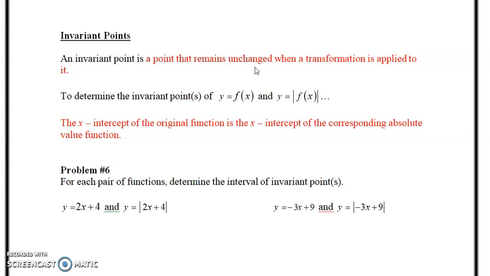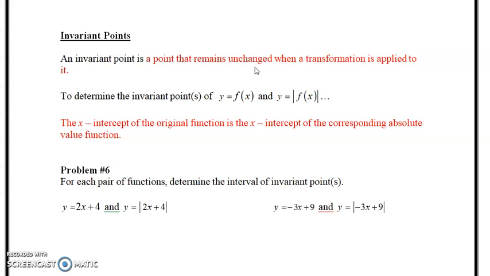We looked at absolute value functions in the previous videos, and we looked at piecewise functions. Now we're going to just talk about invariant points briefly. An invariant point is a point that remains unchanged when a transformation is applied to it. Determine the invariant points of y equals f of x and y equals the absolute value of f of x.